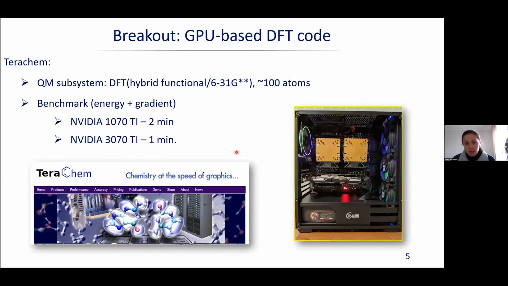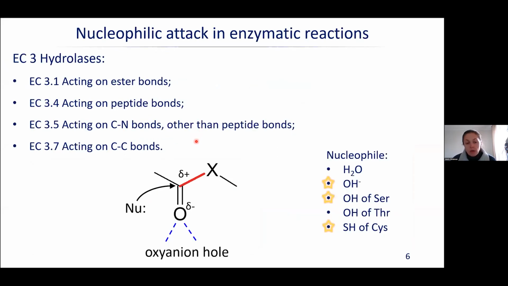Here is a short advertisement of the software that we utilize. It's a GPU-based DFT code called TeraChem that is really fast and extremely useful for our applications, as we can utilize just gaming GPU cards and rapidly calculate energies and forces in the QM subsystem during QM/MM simulations. It takes about 1 or 2 minutes for each step, for the energy and energy gradient calculation. So let's move to the examples.